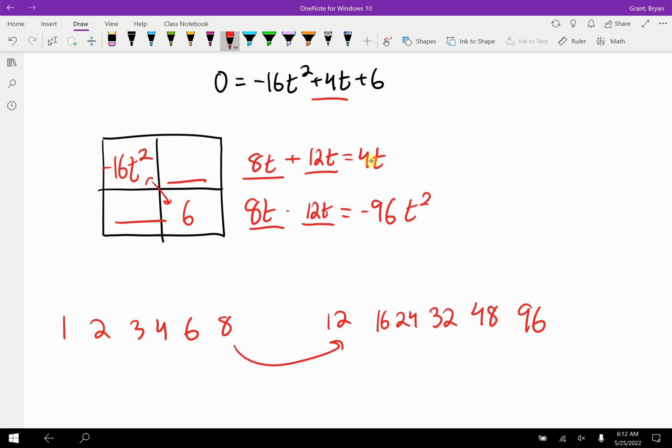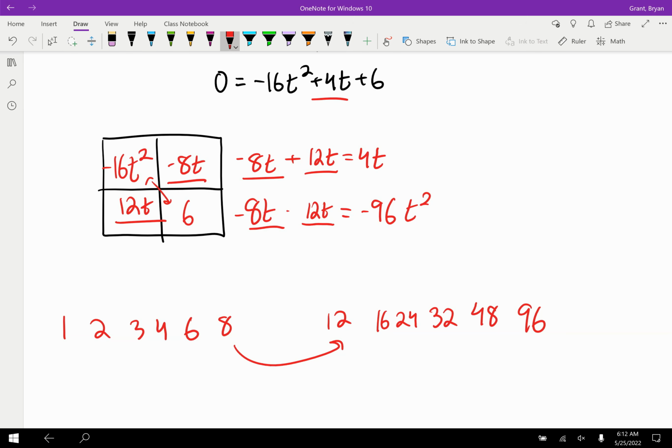And in order to make 4, I think the sign of the answer is always kept on the larger one. So that's 12, so we need to go like so. 12 minus 8 is 4. Negative 8 times 12 is negative 96. Good. Negative 8 and 12.